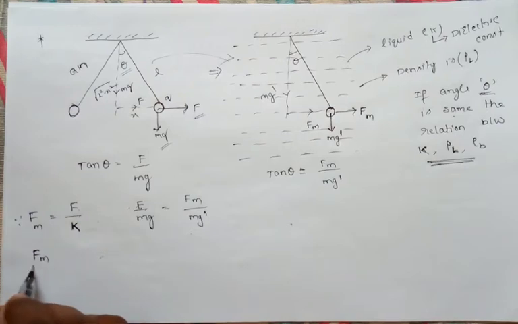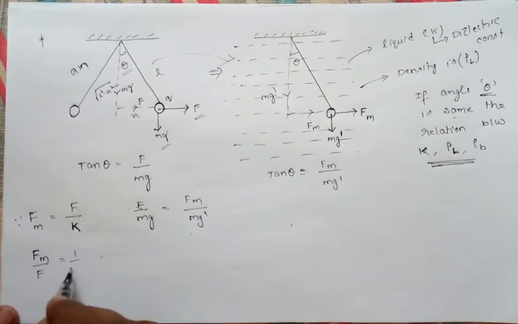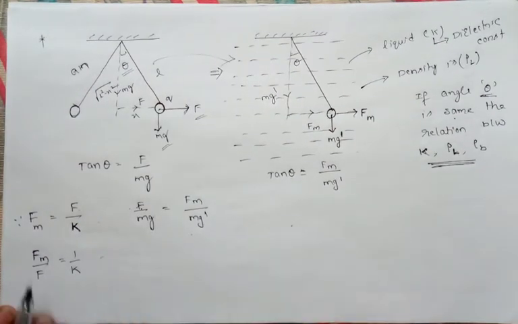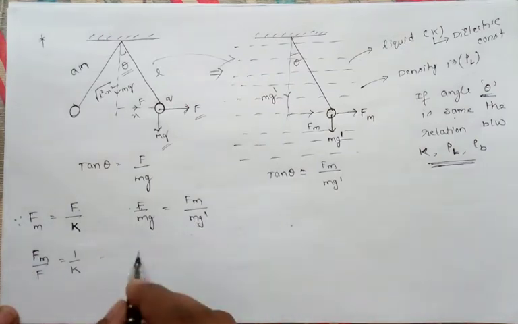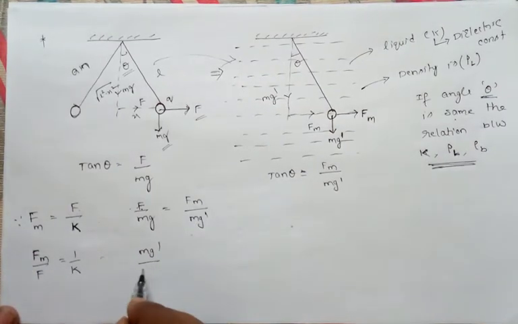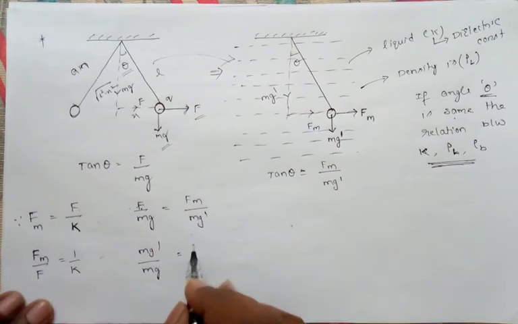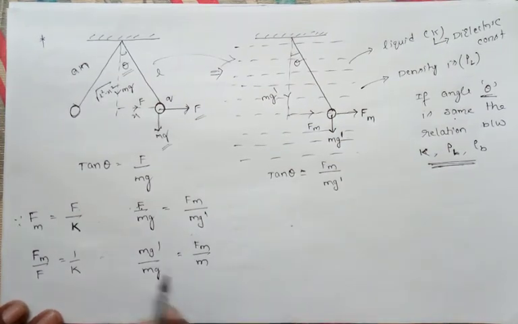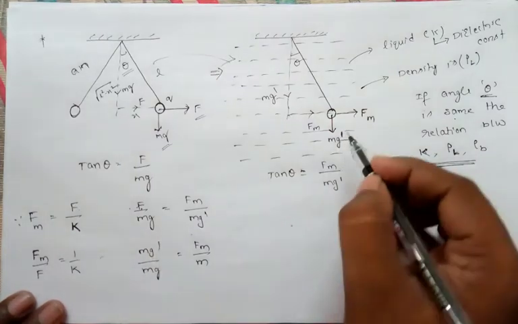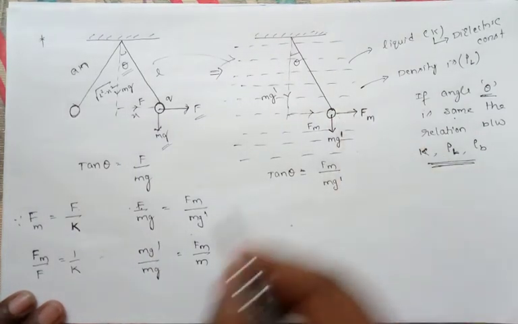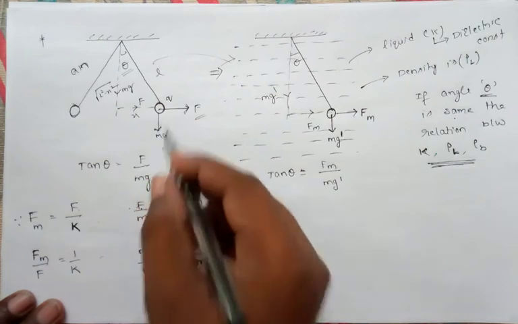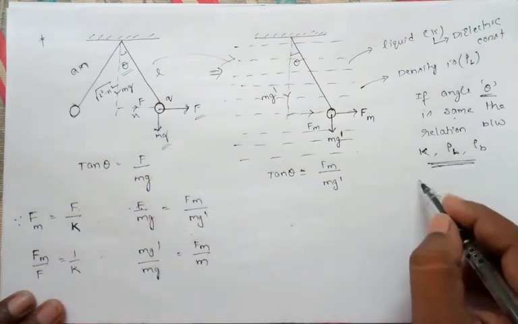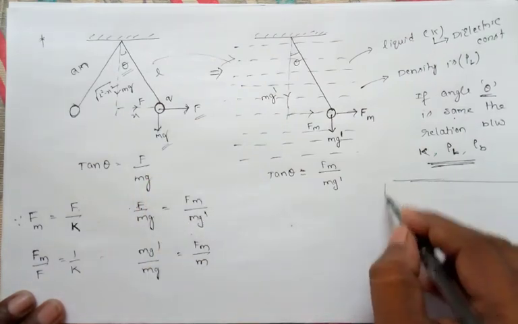Fm by F is equal to 1 by K. So if I write here, mg dash by mg equal to Fm by F. And one more thing: mg dash is the weight of the pith ball in liquid, and mg is the weight of the pith ball in air. This will come in the fluids chapter.